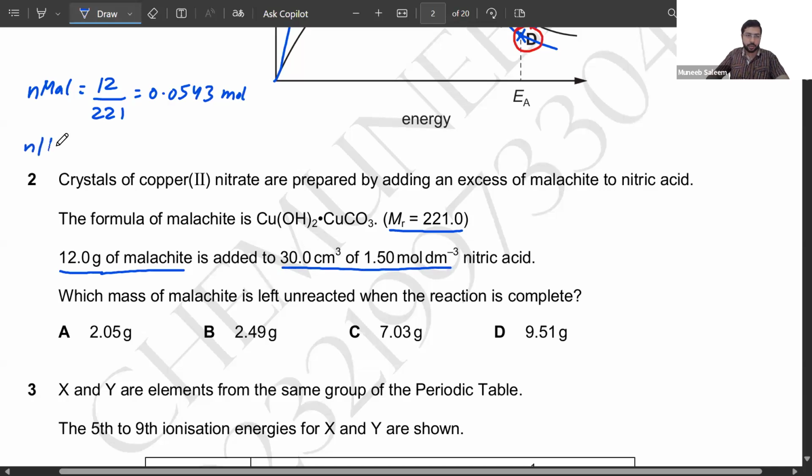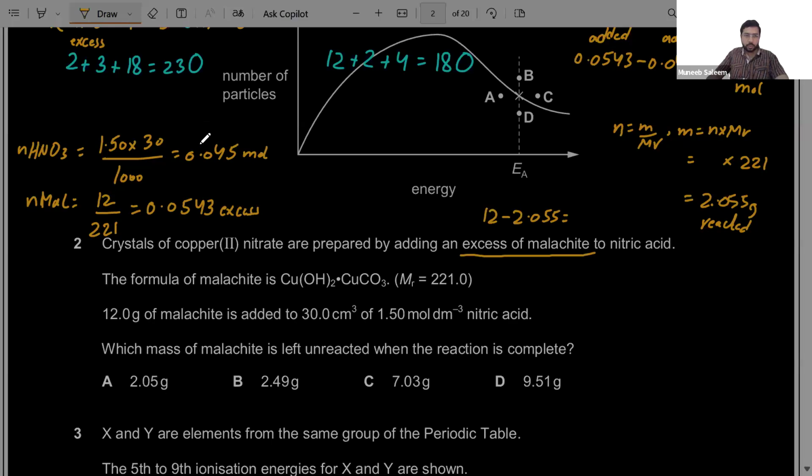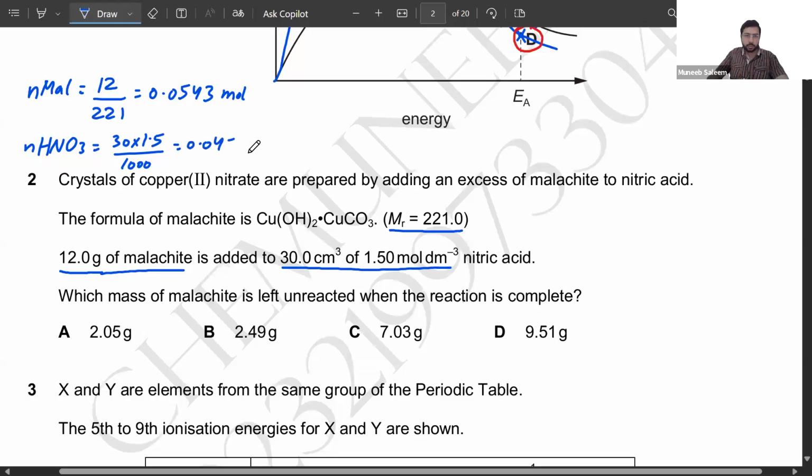And then we have to find the moles of the nitric acid as well. So the number of moles of nitric acid is now equal to concentration times volume per 1,000. So 30 into 1.5 over 1,000. Now its value is basically 0.045 mole. Okay, so we have now these moles.